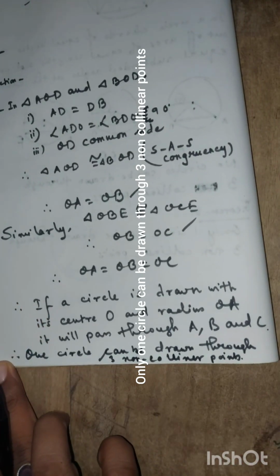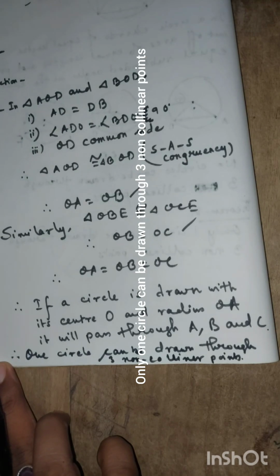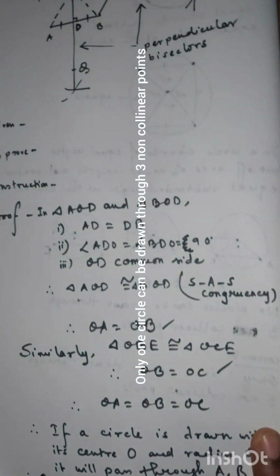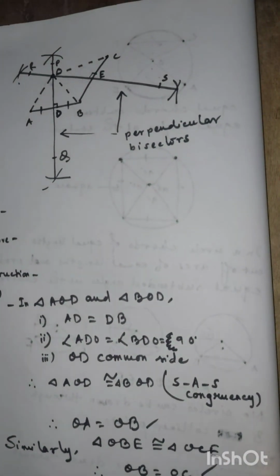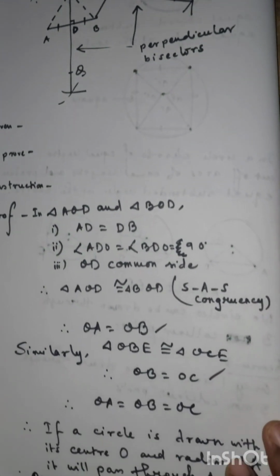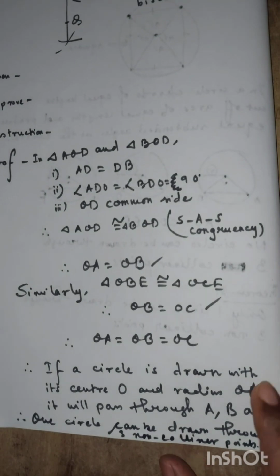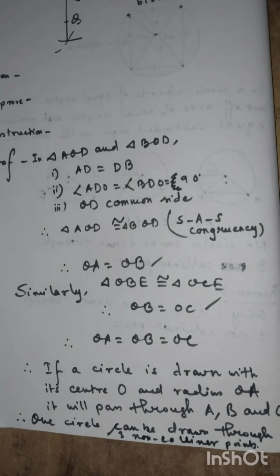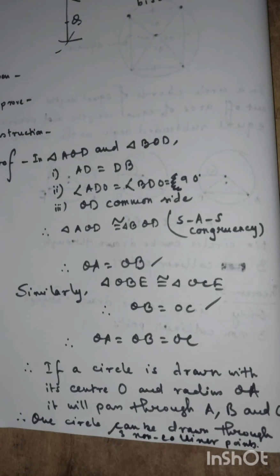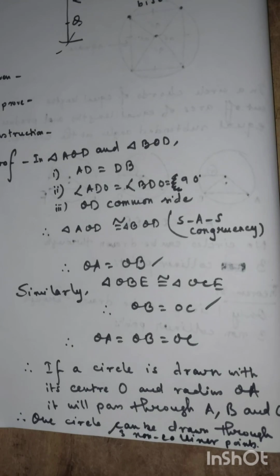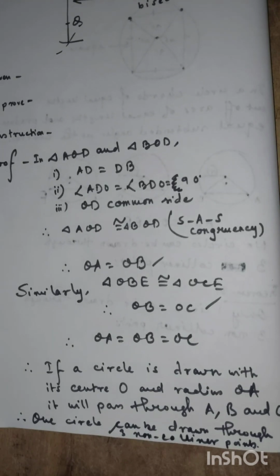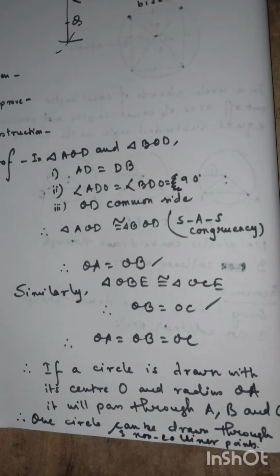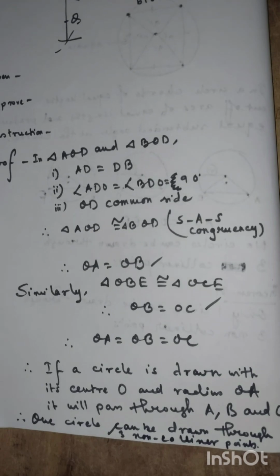Therefore, only one circle can be drawn through three non-collinear points. I hope this is clear to you. Now you can add one or two lines, some extra information. The 3 points A, B, C are fixed. Therefore, AB and BC lines will be fixed.